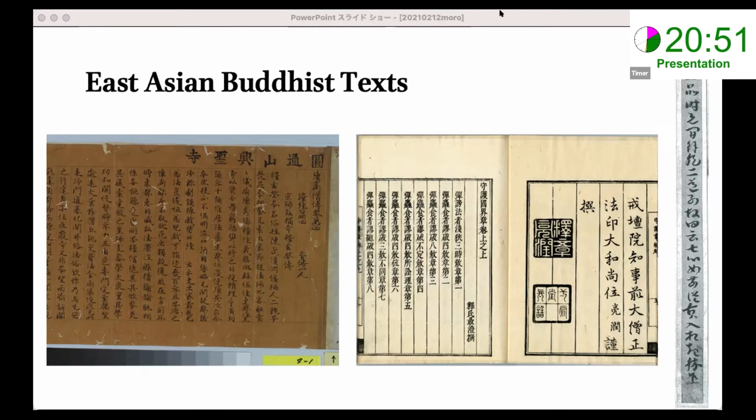The manuscript on the right has only one line of fragment. We found that this was a part of an important East Asian Yogacara Buddhist manuscript that had never been found before. And a digital text database is a very important tool for identifying fragments like this.